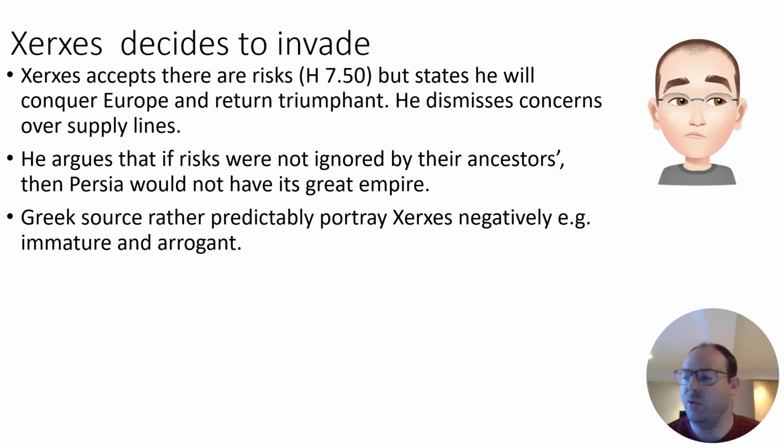So you go, well, there's risk involved, but the Persian kings, we are risk takers. That's how we have gained this enormous empire. And he's very proud of the line that he comes from, particularly with the achievements of his father. So he goes, my father took risk and was successful. The previous Persian kings took risk and were successful. This is what we are going to do. So he is portrayed negatively in the Greek sources as immature and arrogant.